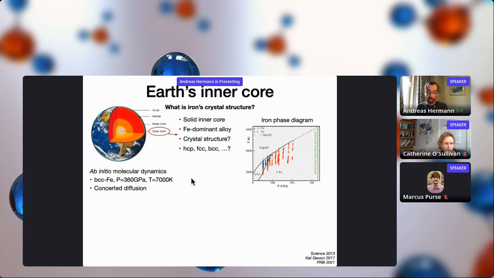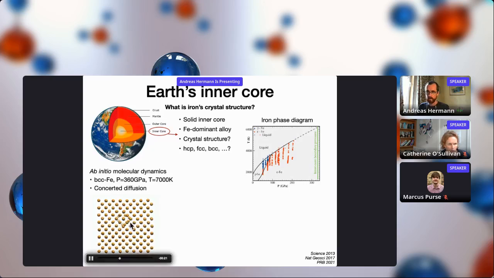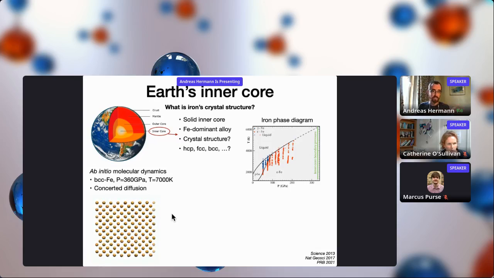And there have been arguments made recently that BCC iron should be looked at. So ab initio molecular dynamics simulations of BCC iron at pressure-temperature conditions at the center of the Earth have found certain concerted diffusion processes, which are quite interesting. So here's an animation of the trajectory. For a while, nothing happens. But if you keep squinting, then you can see stuff moving around a bit. So there's this concerted diffusion of atoms happening. And then it's all BCC again.